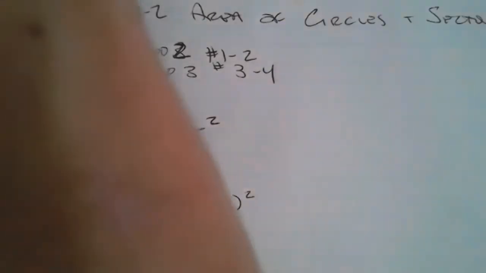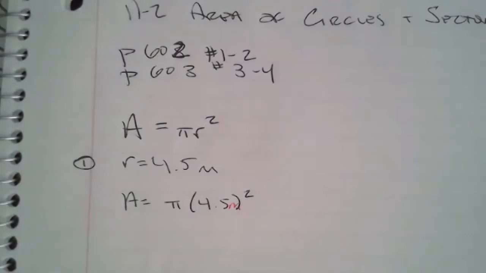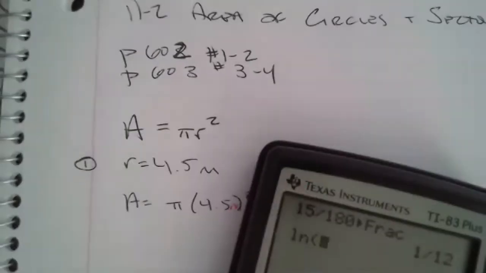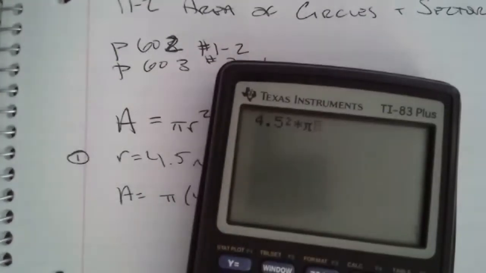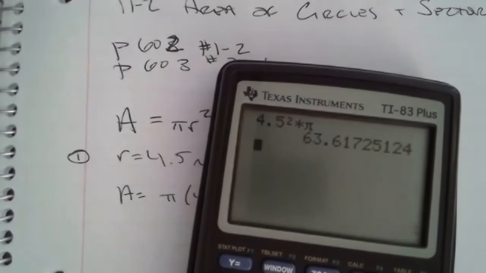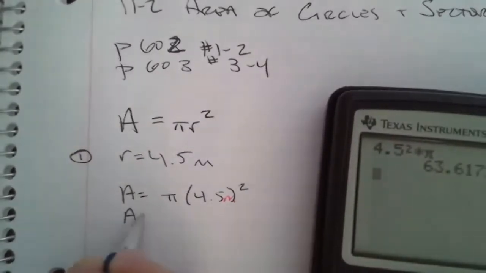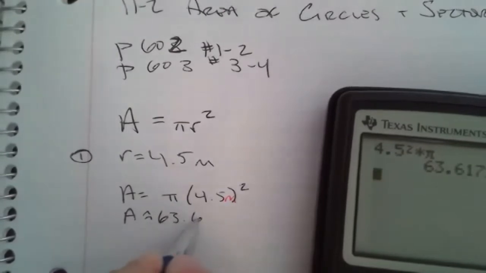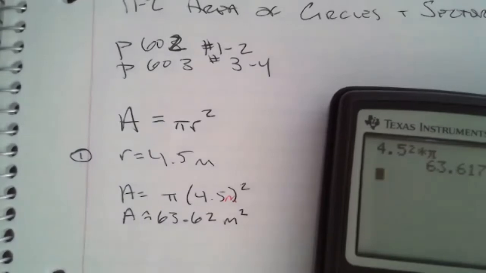In fact, you know what? Let me put that meters in there. What's going to happen to it? Why is area a certain unit? So let's go to our calculators. I'm going to start with 4.5 squared and then times it by pi. Remember to use the button for pi wherever that is on your calculator. We are going to round to the nearest hundredth, and that's going to be about 63.62 meters squared, or square meters.